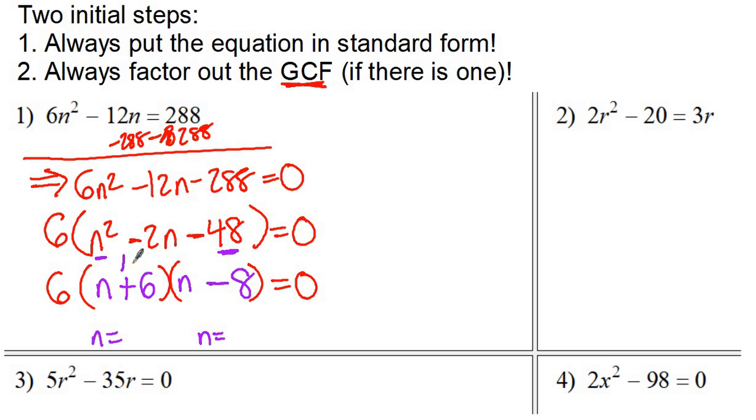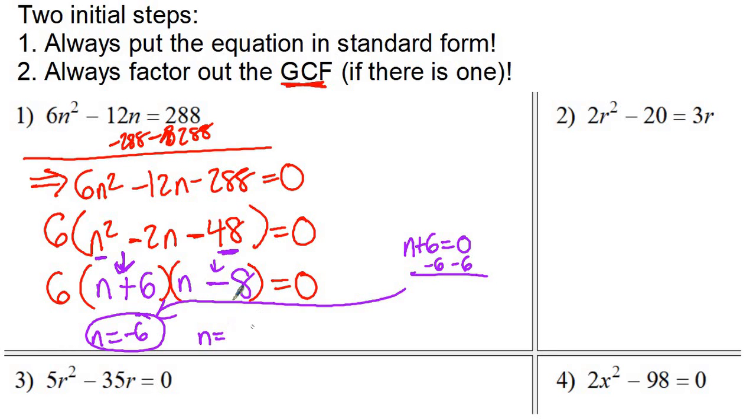Basically we need each of these parentheses to be 0. And what n value makes the first one 0? That would be n equals negative 6. All that we're doing there is setting this equal to 0 and then subtracting, and that's where we get this number from. And by similar reasoning, the second parentheses will give us n equals 8. So those are our two solutions, and we'll pick up with the next one as well.